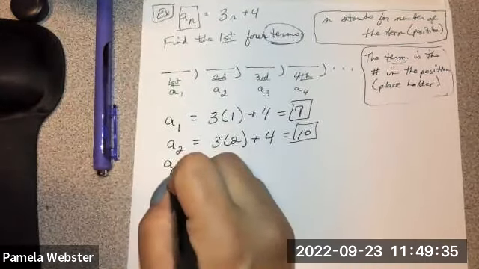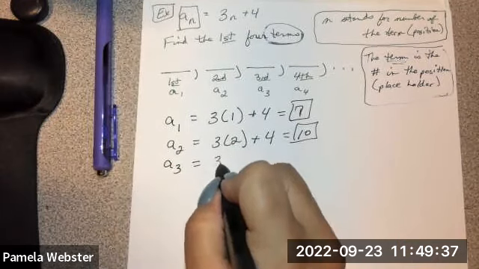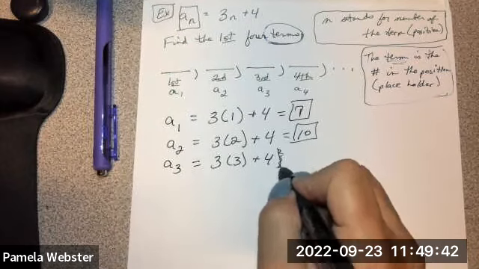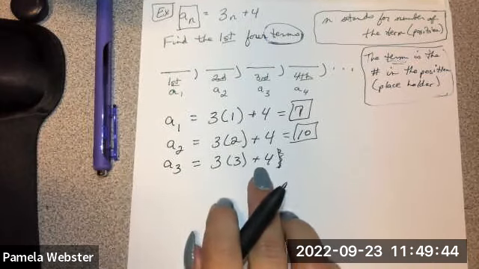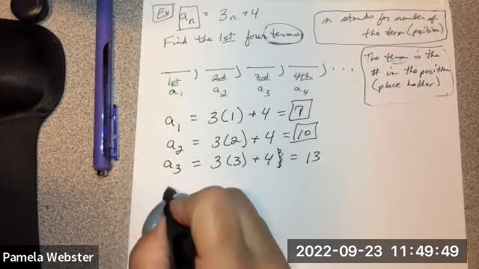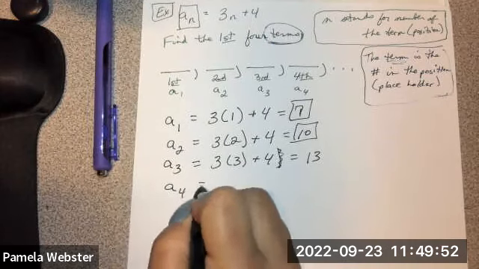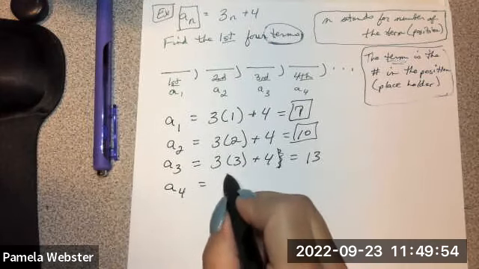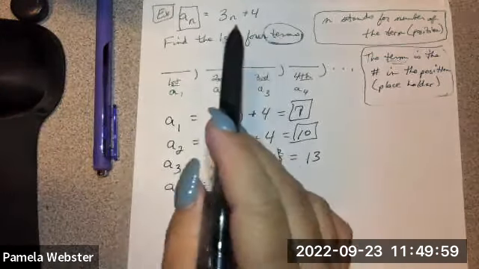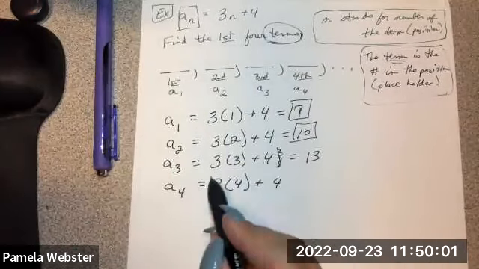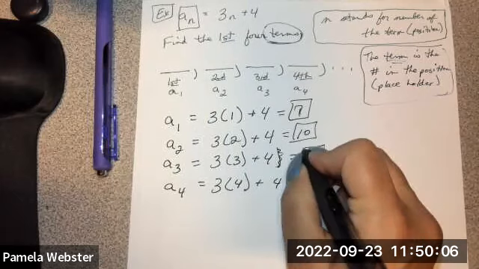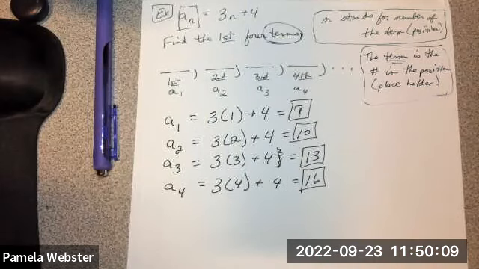When I look for the third term, my n is a 3. 3 times 3 plus 4. 3 times 3 is a 9 plus 4 is a 13. And my fourth guy here, I'm going to substitute in a 4. 3 times 4 plus 4, because that was my original equation here. So 3 times 4 is 12. 12 plus 4 is 16. All right. So I've got my 4 terms.